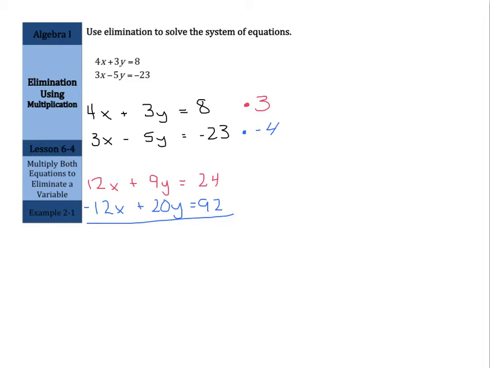Now if I look here to add, 12x plus a -12x, well, that eliminates, that goes away. 9y plus 20y is 29y equals 116. And when I divide now by 29 on both sides, I get my final answer, for y at least, of y equals 4.